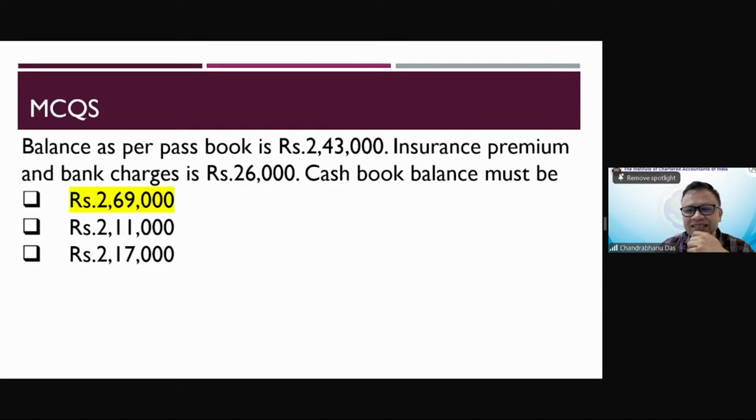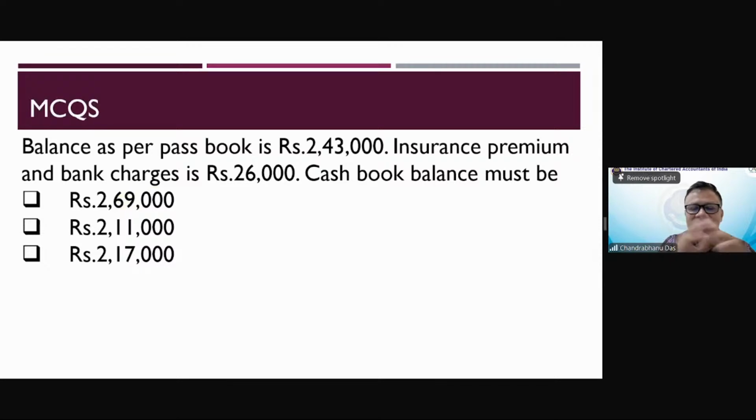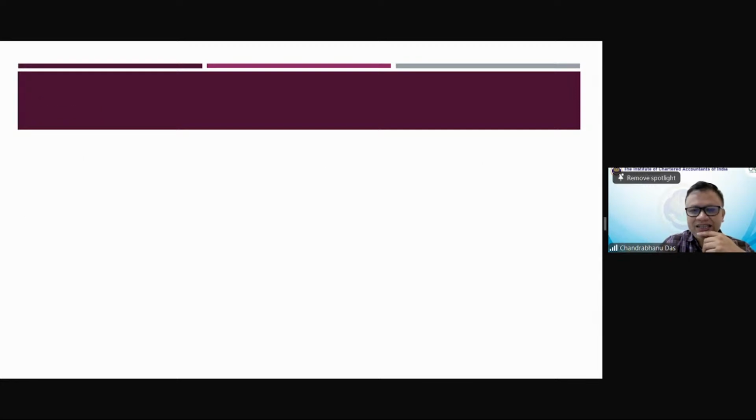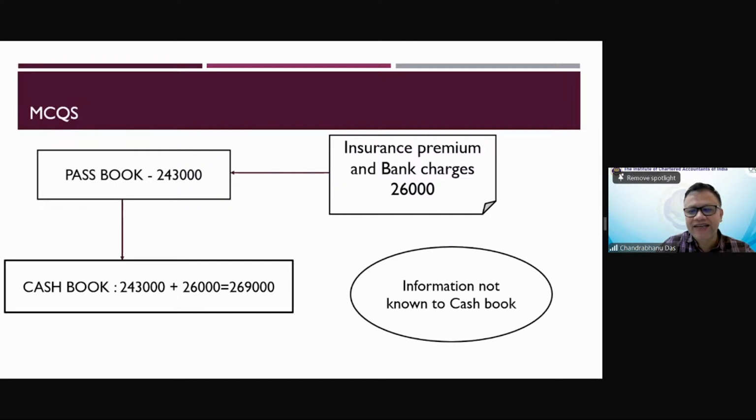So 2,69,000. See, unless we analyze the question, if we immediately think of something, we tend to make a mistake. So we have to check it correctly. Because what is happening here is we are thinking that this is the passbook, but insurance is a bank transaction. When I come from the passbook to the cash book, this insurance premium and bank charge is not known to me, and it has already been deducted from the passbook, which has arrived at 2,43,000. Now this deducted amount will be added back again, and we get 2,69,000.